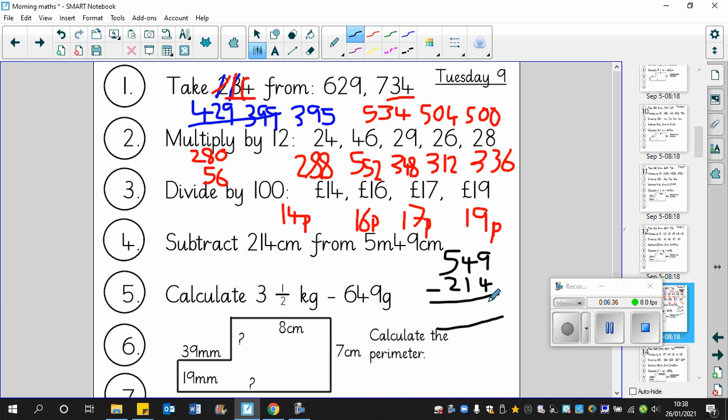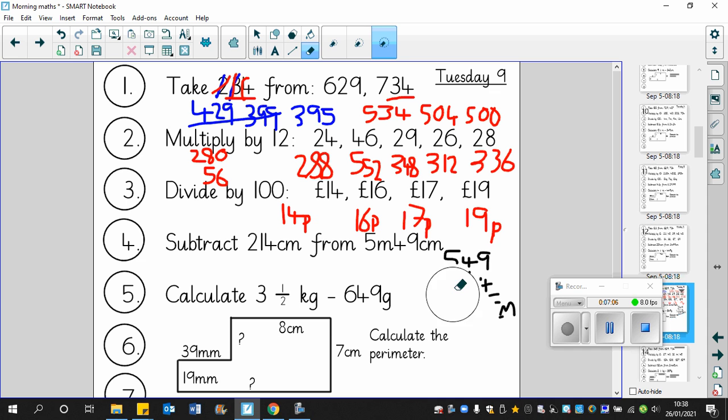So 9 take away 4 is 5, and then 4 take away 1 is 3. There we go. And then 5 take away 2 is also 3. So 335. The answer is 335, and we're working in centimeters. Obviously, please don't forget to write the centimeters down for these sorts of questions. Okay, so that's question number 4 done.